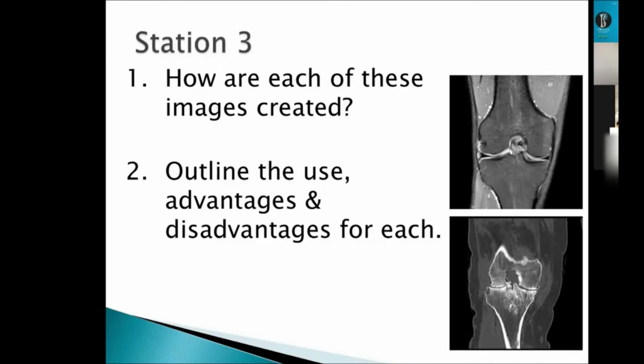There are some potential advantages and disadvantages. The advantages are no radiation and no ionizing radiation risk, but the disadvantage is that it can be claustrophobic.